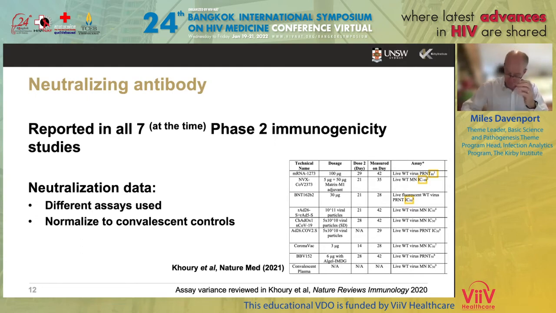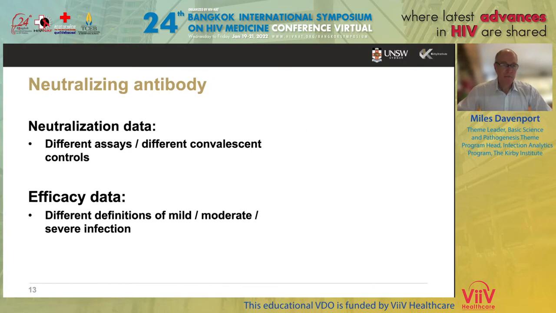Now, that's a little bit problematic because there was no consistent definition of what a convalescent subject was, how long after infection. But nonetheless, we could normalize all of the results, at least within the one assay, to the convalescent subjects studied in the same assay. So when you do that, you can then compare between different studies and assays. And in addition to this sort of challenge with normalization of the neutralization data, also the efficacy reported in the phase 3 studies, there were slightly different definitions of mild, moderate, and severe infection.